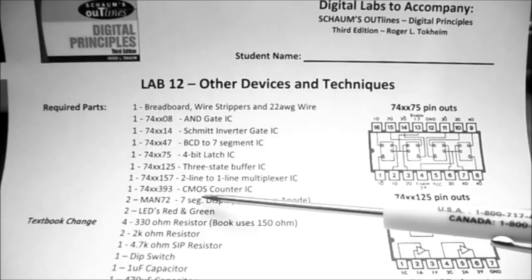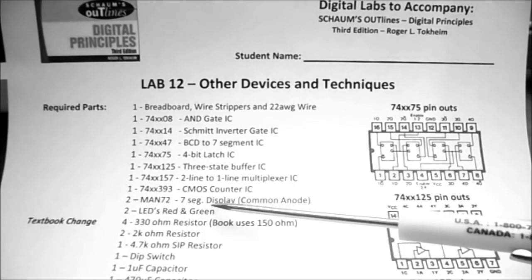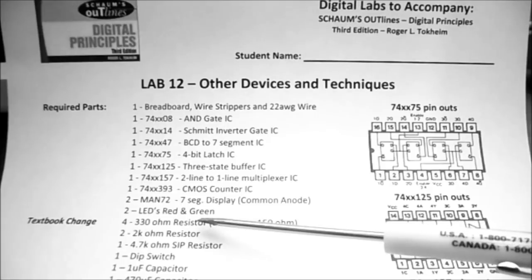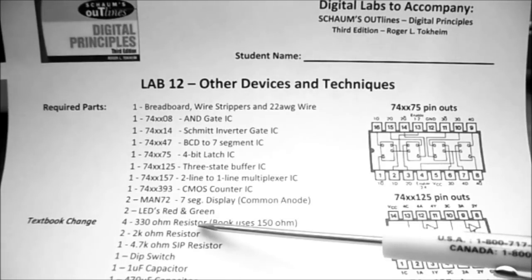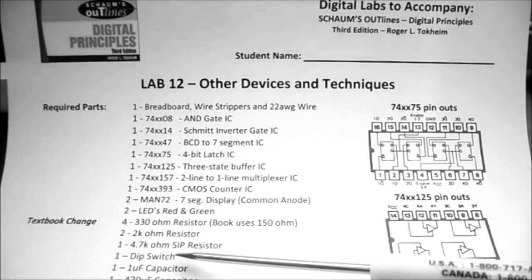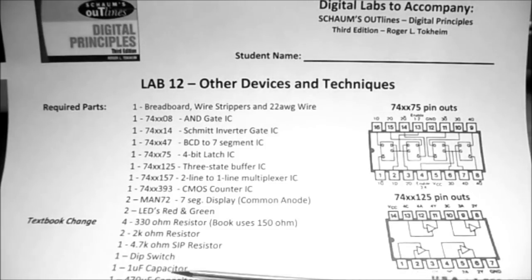The 74393 CMOS counter we used a couple labs ago. The 7-segment displays, we've used those before. We're going to need a red and green LED, 330 ohm resistors, a 2K ohm resistor, a 4.7K ohm SIP resistor. We need our dip switch, a 1 microfarad capacitor, and a 470 microfarad capacitor.